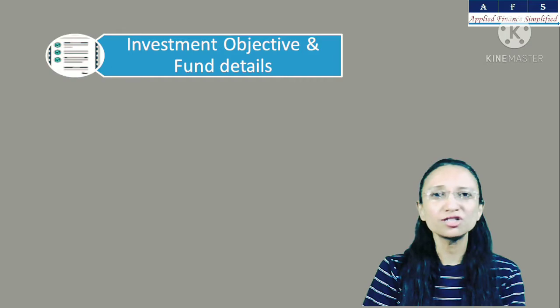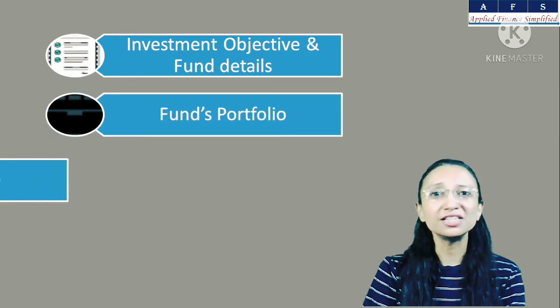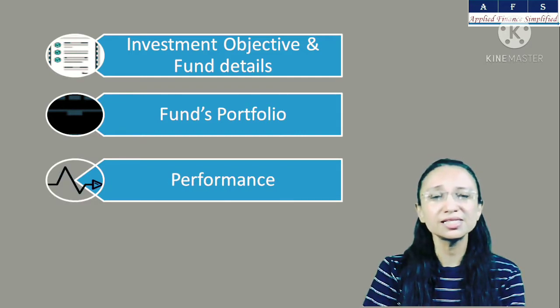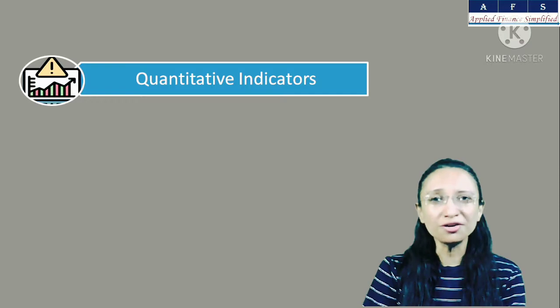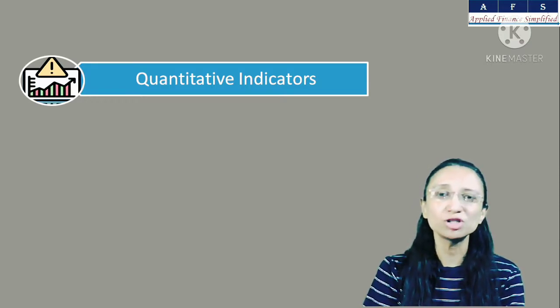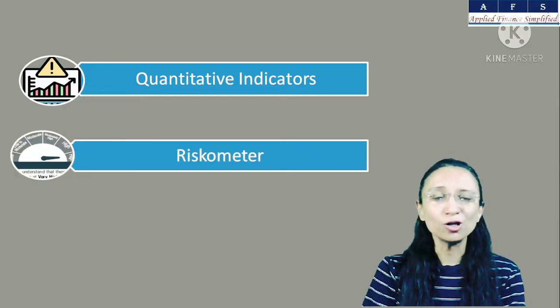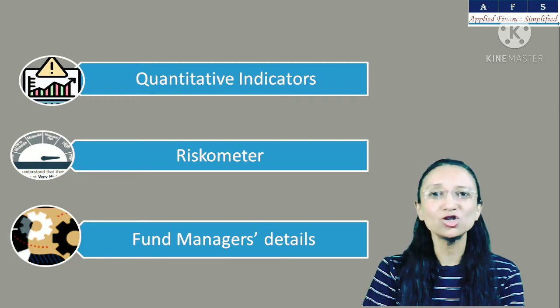A debt mutual fund fact sheet will generally have the following information: the investment objective of the fund and the fund details, the fund's portfolio, the fund's performance over different periods, style box. Further, the information regarding quantitative details like YTM, Macaulay duration, modified duration and average maturity is given. It will also have information like riskometer and the fund manager's details and experience. Let us talk about each of these parts in detail.